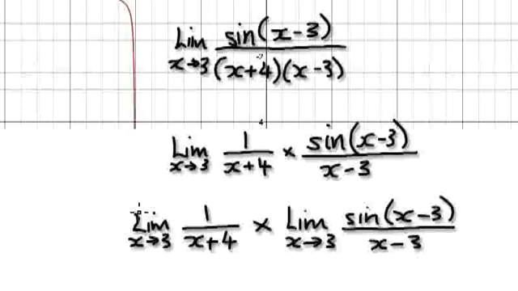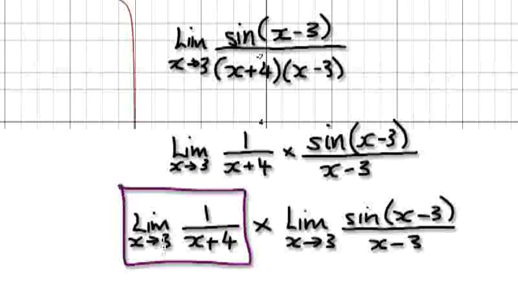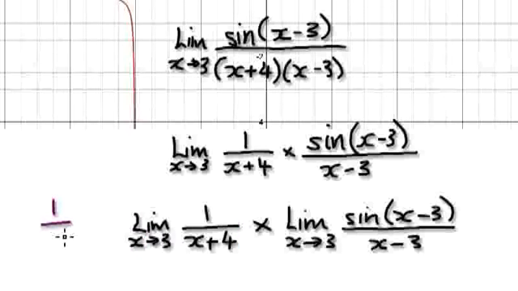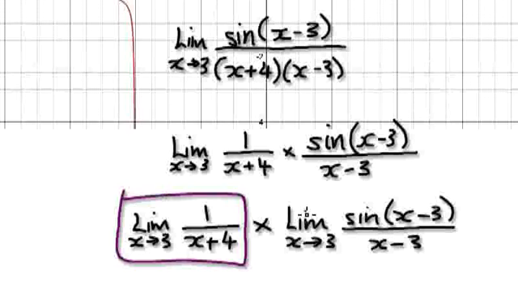So this here is quite easy to evaluate, because you just put the 3 into here and nothing breaks down, because you haven't got a case where you have 1 over 0 or anything. If you put 3 into this x here, it will be 1 over 7. So the limit of this here will be 1 over 7.